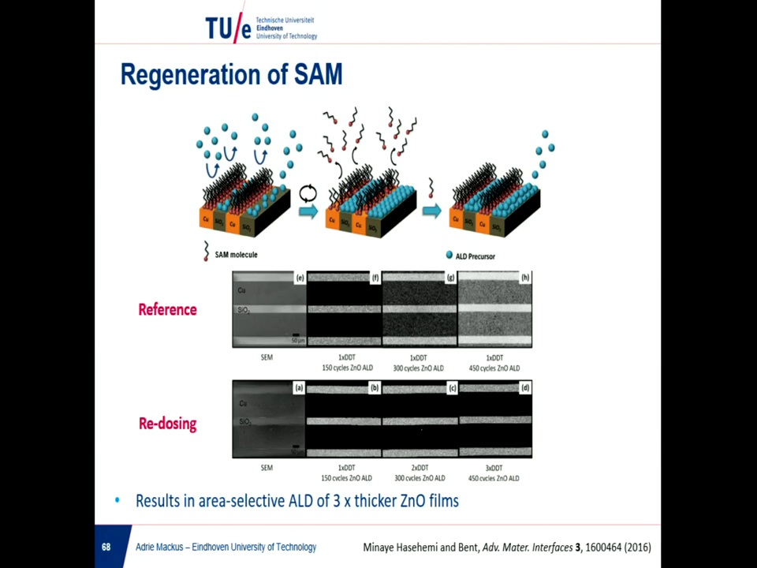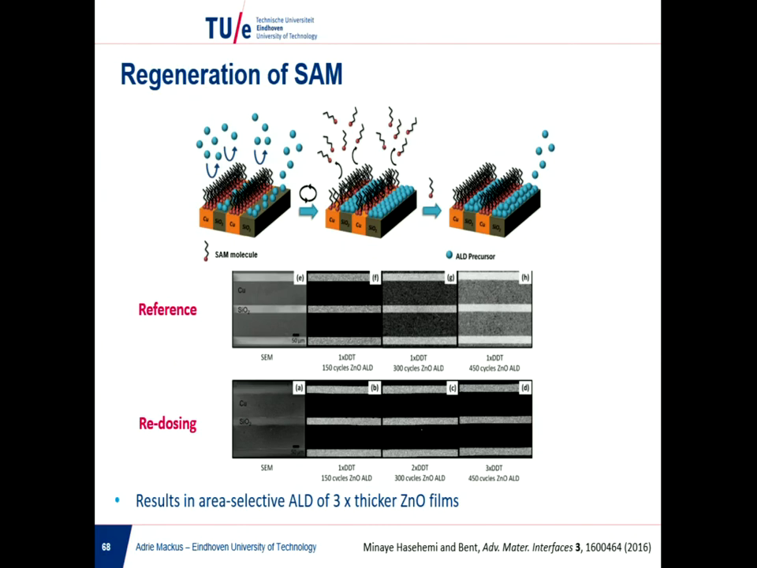So basically repair the pinholes in the self-assembled monolayer, and then continue, and in that way you can make a thicker film in an area-selective manner. In this case, this is about area-selective ALD of zinc oxide, where they repeated the functionalization step 3 times, and then they also managed to make 3 times thicker films. Depending on what kind of self-assembled monolayer you use, what kind of ALD chemistry you have, you may have to do this more often.